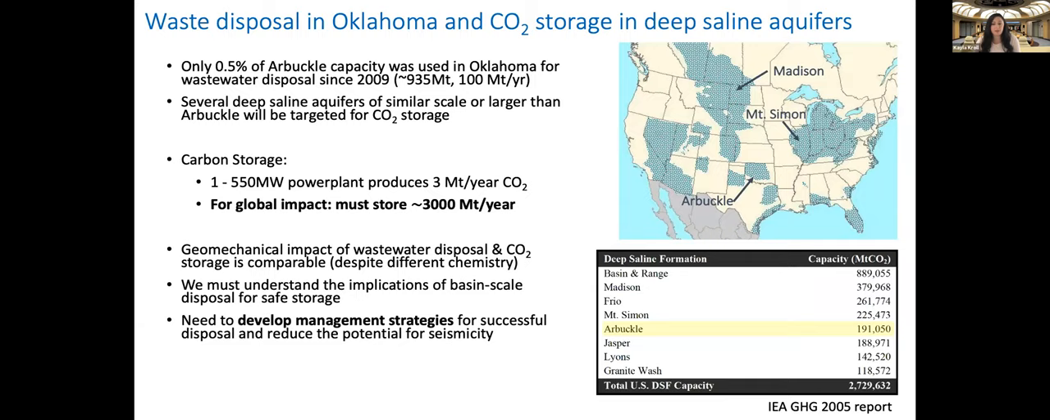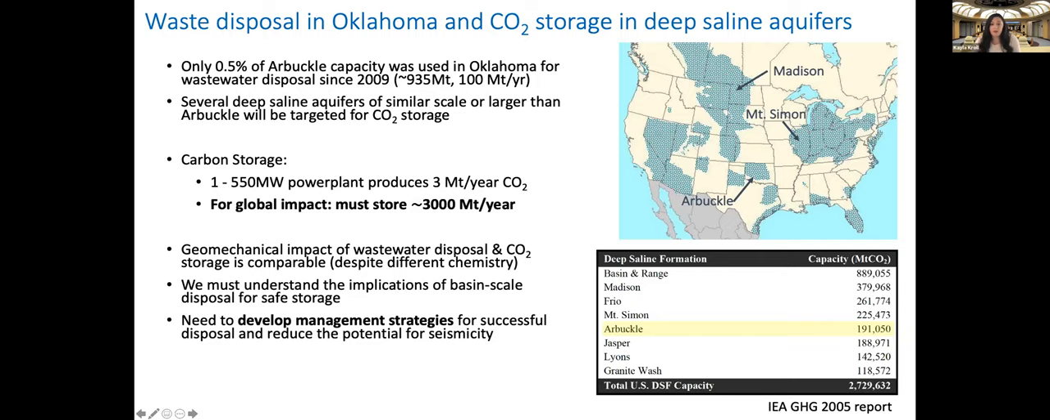The current plan for carbon storage is to also use these deep saline reservoirs to store CO2, like the Arbuckle. So in this map, all of the blue regions have been identified as high storage or high capacity reservoirs, with their capacity listed below.